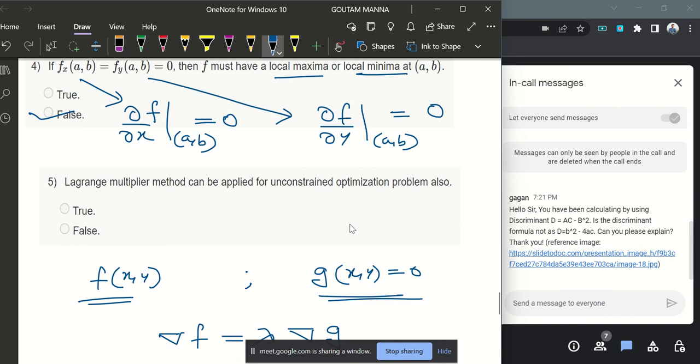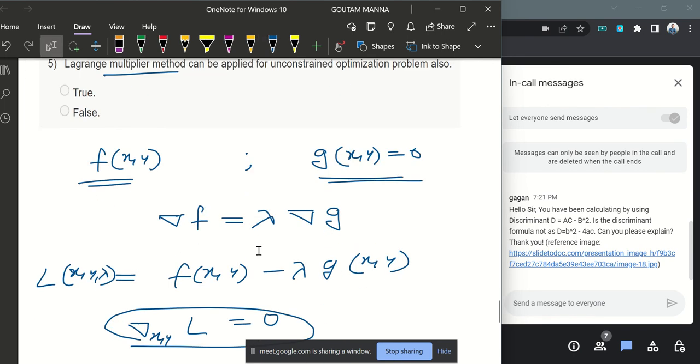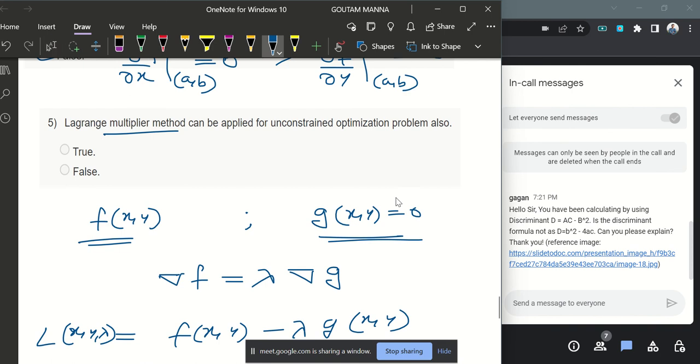So the conclusion is you can still apply the Lagrange multiplier method. You can take the Lagrange multiplier and do the calculations, but it will not affect the problem. So it can be applied for unconstrained optimization problems. The statement is true.